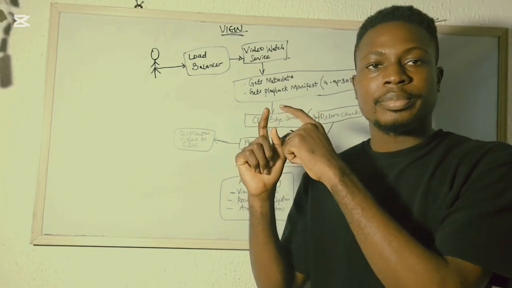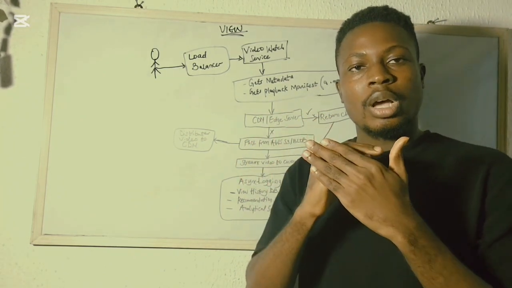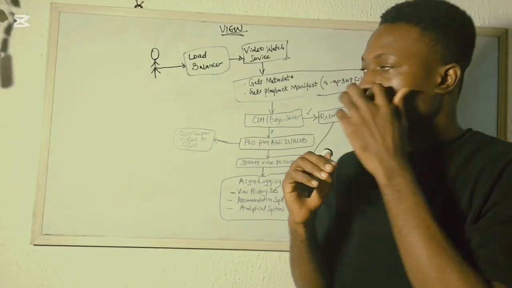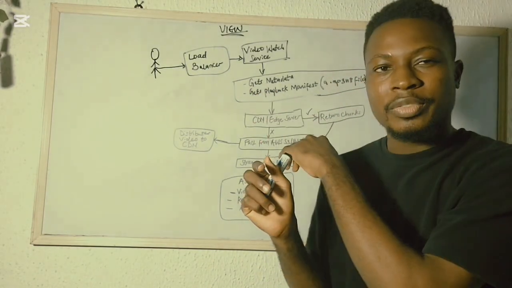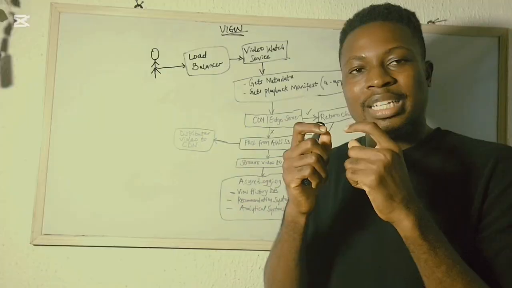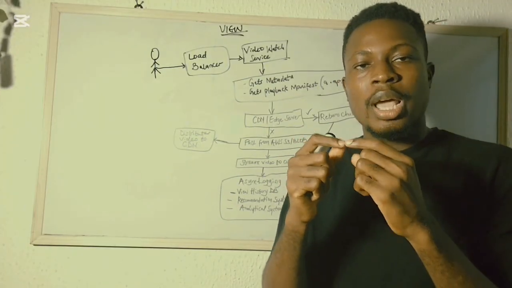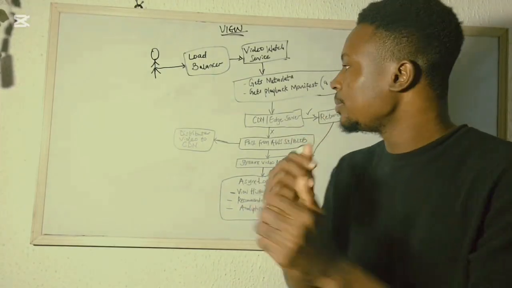Remember, I said YouTube breaks down our videos into multiple resolutions. So this video playback manifest is intelligent enough to understand your device resolution, and it gives you a video accordingly.